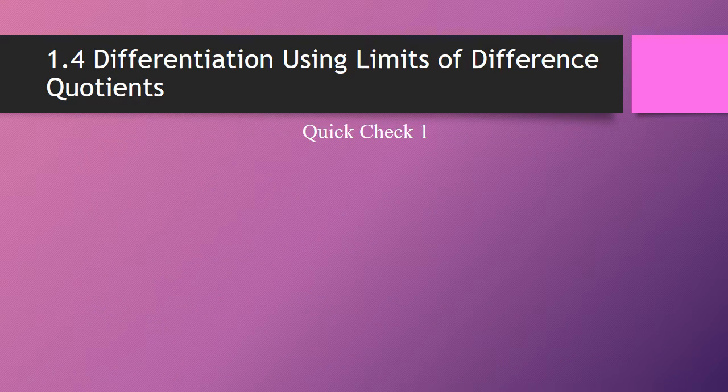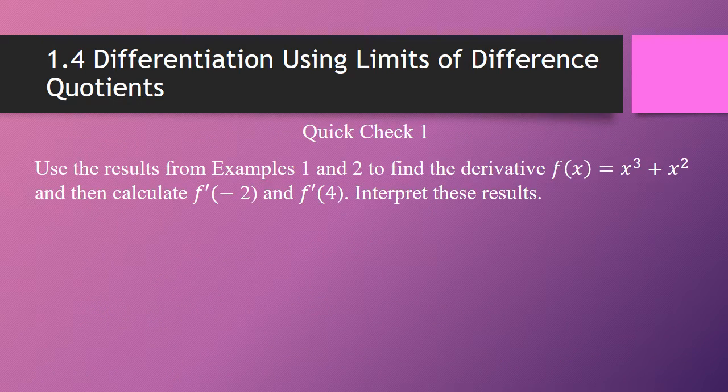Okay, let's try another one. Use the results from examples 1 and 2 to find the derivative of f of x equals x cubed plus x squared, and then calculate f prime of -2 and f prime of 4 and interpret. What you're going to do is use the fact that you've really already done the derivative of x cubed and the derivative of x squared. So you use that to find the derivative of the two added together. Pause the recording, give it a try, and resume to check your answer.